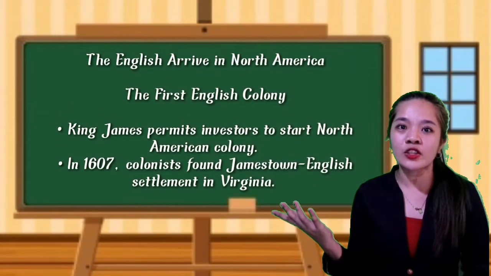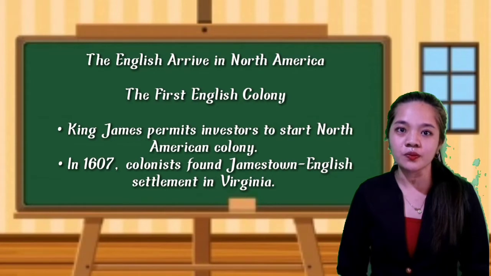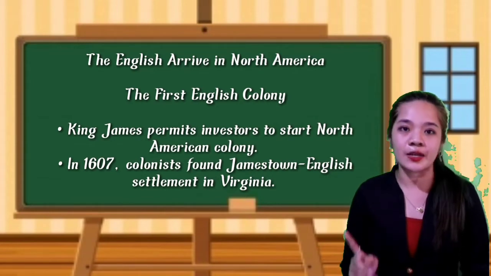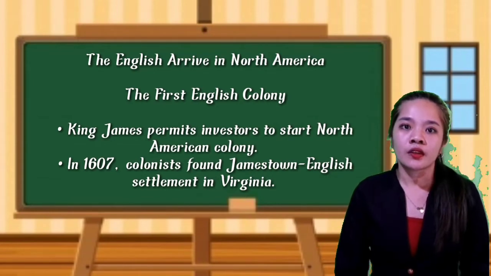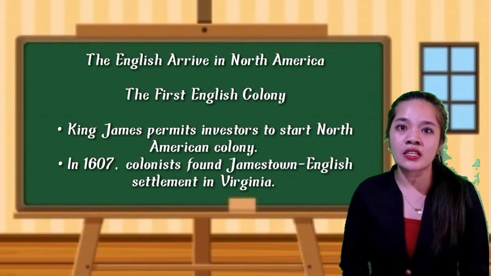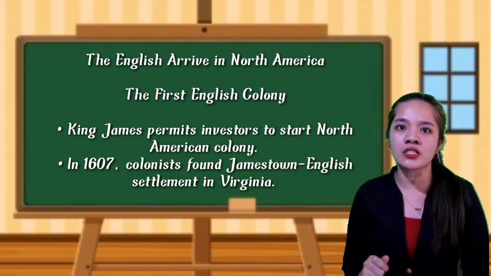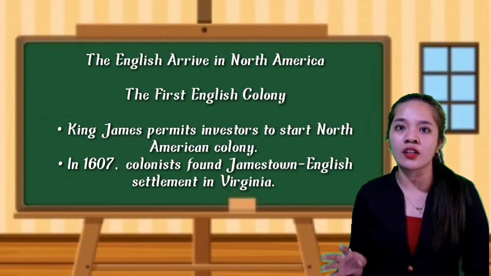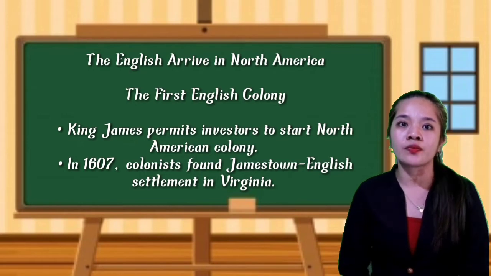The English arrive in North America. The first English colony. King James permits investors to start a North American colony. In 1607, colonists found Jamestown, an English settlement in Virginia.